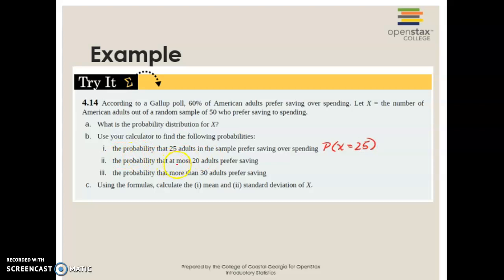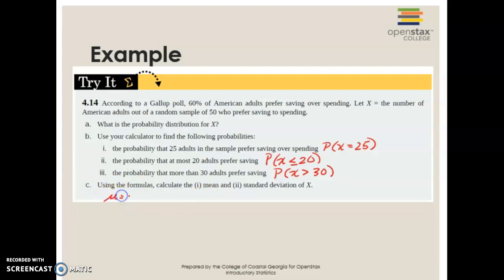The probability that at most 20 adults prefer saving, so that would be that X is going to have to be less than or equal to 20. And the probability that more than 30, X is greater than 30, prefer saving. Using the formulas, calculate the mean and the standard deviation of X. So we can do that right now.